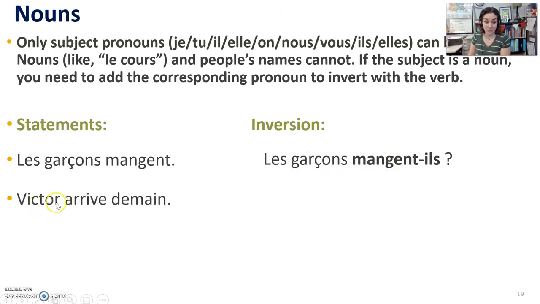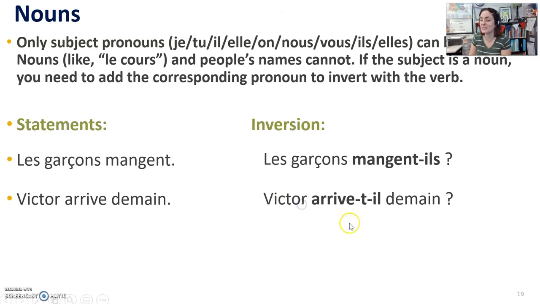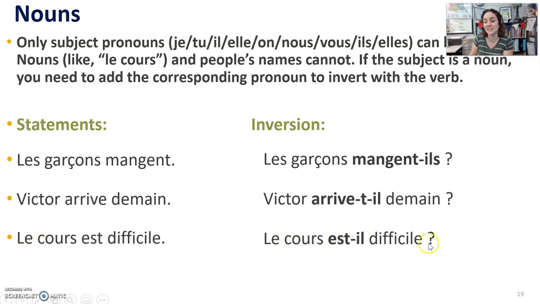What would I do here? Victor arrive demain. I'd keep Victor where he is, and I would put the corresponding pronoun after my verb, which will be he. I do need to insert a little T there. Victor arrive-t-il demain? Victor, does he arrive tomorrow? The class is hard. Le cours est difficile. Le cours equates to il, it's masculine singular. So le cours est-il difficile? That's what I will do if I have a noun that's not a subject pronoun.